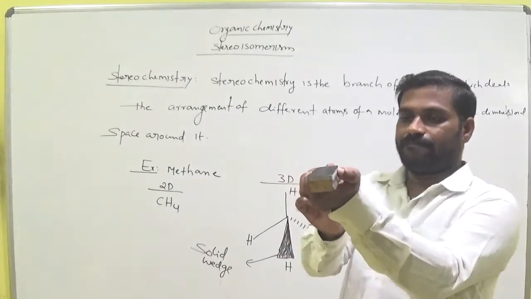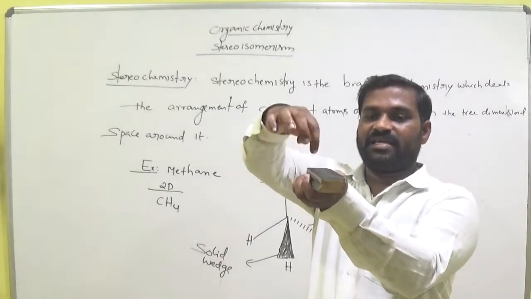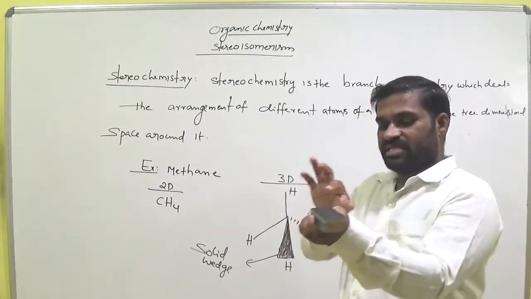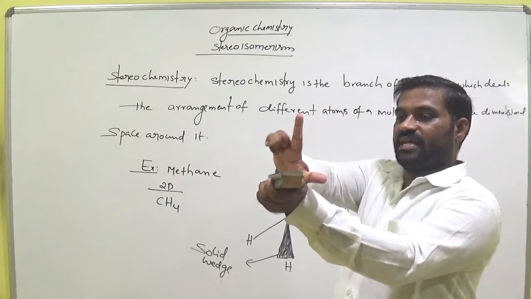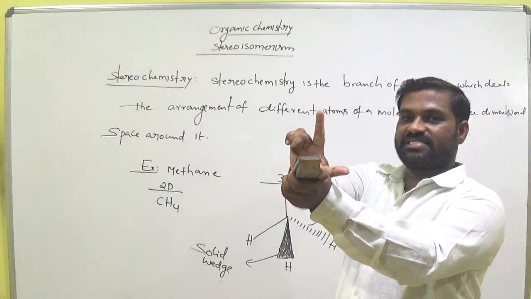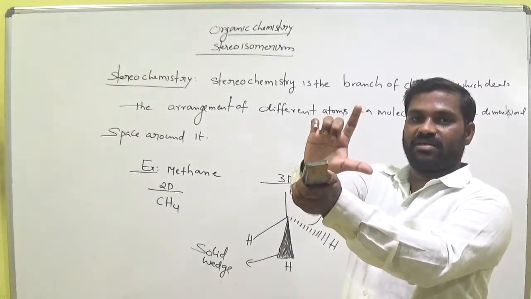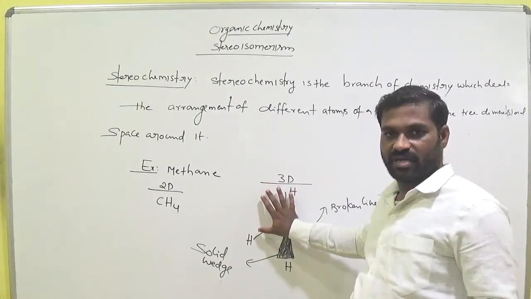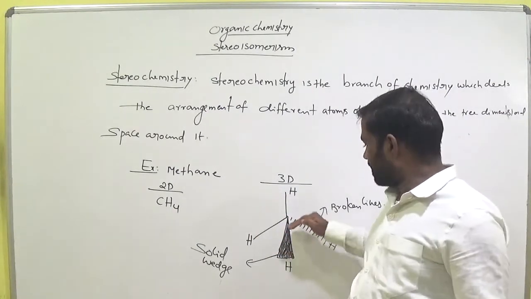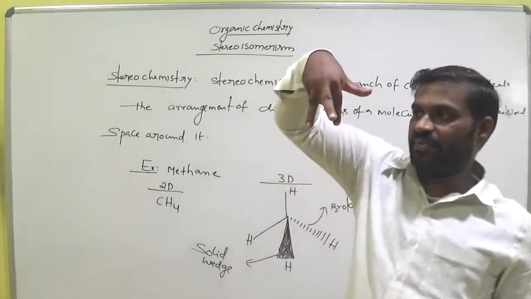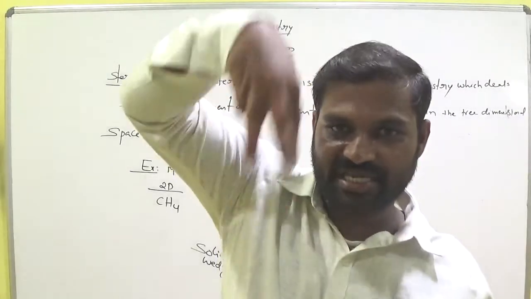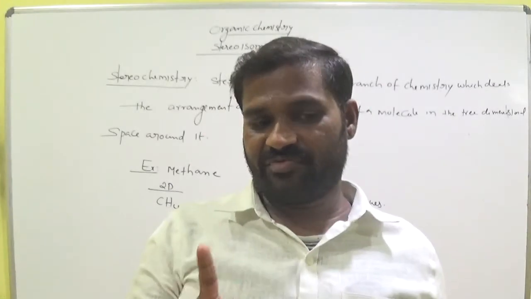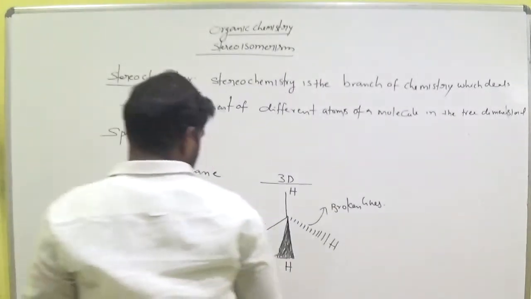Clear? Here carbon is there. This hydrogen is towards me, this is the other hydrogen. Then the remaining two hydrogens are like this, this is upward. These two are on the board. This is towards the board, this is the backside of the board. So in the three-dimensional representation, three hydrogens are here below, and the fourth hydrogen is like this. Clear, all of you? This is the three-dimensional representation.